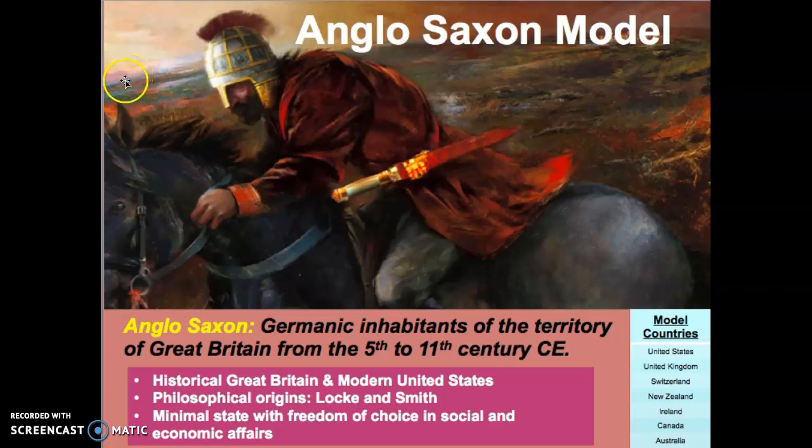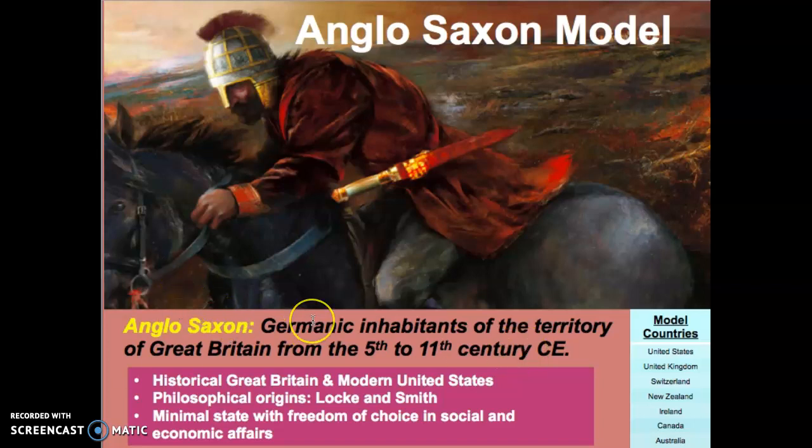In this video, I'm going to start the Anglo-Saxon model, and this is one of the three capitalist models we're going to build in the course, the other two being the European model and the Asian model. The term Anglo-Saxon goes back to Germanic inhabitants of the territory of Great Britain from the 5th to 11th century.